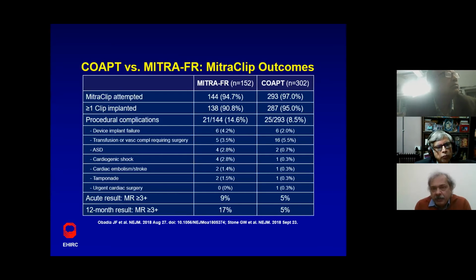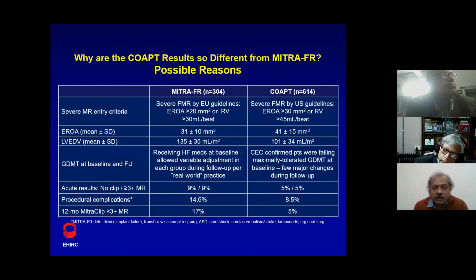Now, we can keep debating till cows come home as to why the differences were so much, whether it was the effective regurgitant orifice area, which was different in the two, the left ventricular end diastolic volumes, which were more in MITRA-FR, or the number of clips they used, which were fewer. But it has left all of us with suspicion.